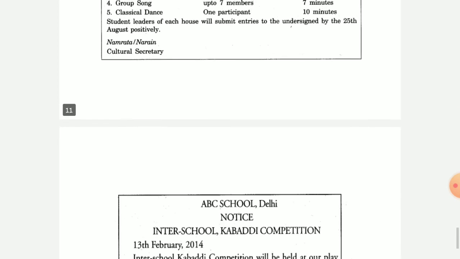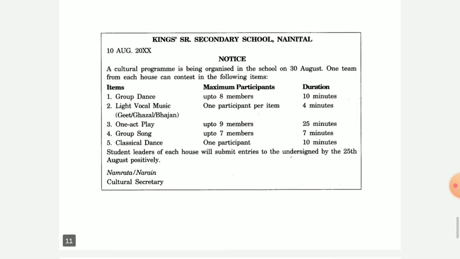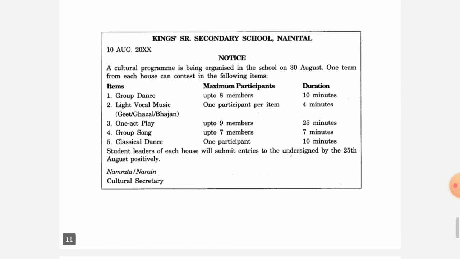I guess you can see it. Okay, now it is very important. Now it is related with a cultural program, and let us continue. See, King Senior Secondary School, Nainital. Then obviously the date, look at the way where the date has been mentioned. It should be in the extreme left hand corner, as you can see here. Then the word notice should be all in caps. Then you have to come to the main portion.